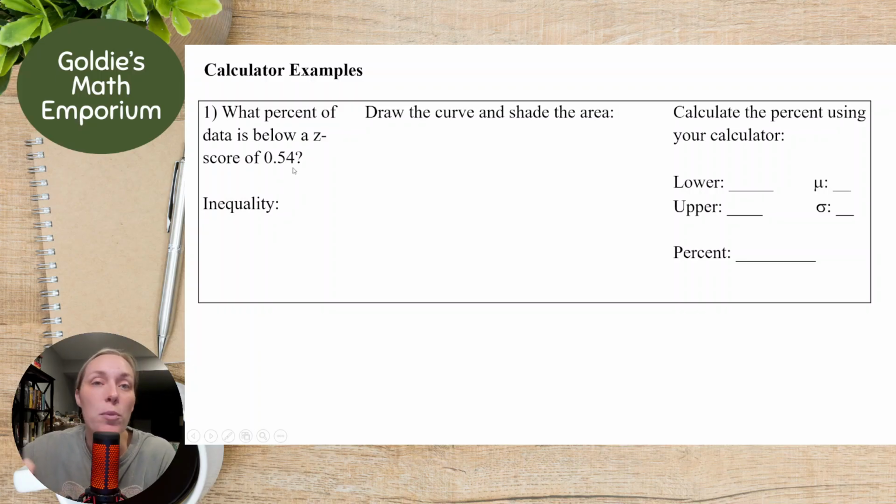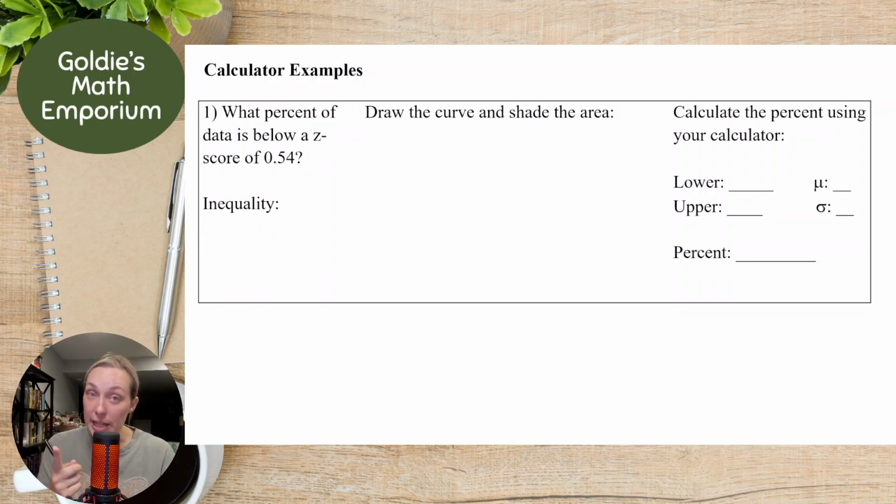Notice this is very similar to the Miguel example where we found his z-score of 0.83 and then wanted to know what percent was below him. In other words, he was better than what percentage of his classmates when it came to sleep. We're going to tie in real world examples with problems like this in the next set of notes. For right now, I just want to get the calculator down so we understand the calculator. So what percent of data is below a z-score of 0.54?